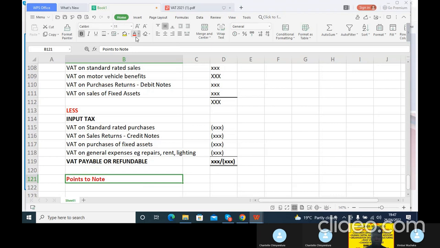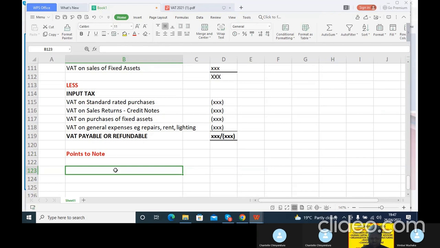Number one, minimum VAT refund. Remember, I showed you earlier, the minimum refund is $4,800. Or you know, the 1% year compulsory threshold, 4,800. You can now claim no refund if it is less than 4,800. What happens? You go credit kwaku VAT control account kwaku.